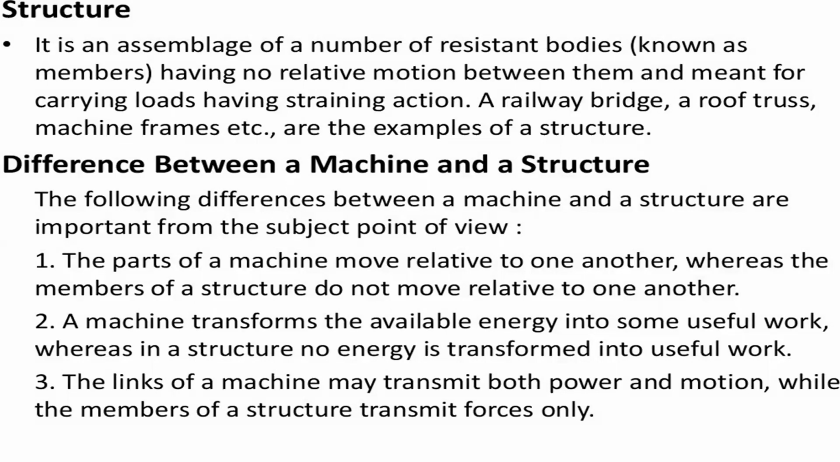Next, the second one is that a machine transforms the available energy into some useful work, whereas in a structure no energy is transformed into useful work. Definitely a machine will transform the available energy into some useful work. It will transform it by using different types of links and different types of joints. But in the structure, no energy is transformed into useful work.